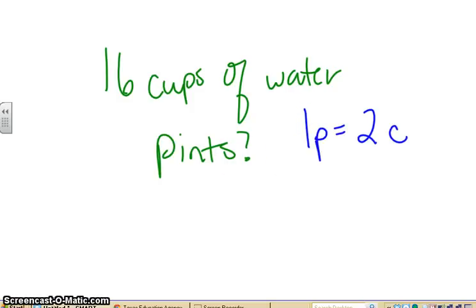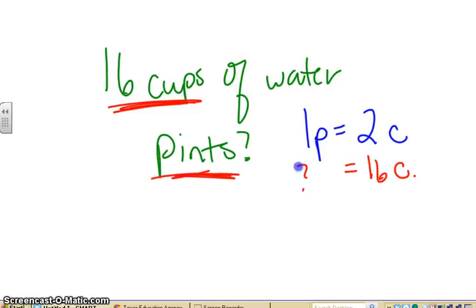Now let's write down the information that we have. We have 16 cups, so I'm going to put that over here with the cups, because the cups have to stay with the cups. And I don't know how many pints I have. So I'm just going to put a little question mark in my pints. Now I have to figure out, what do I need to do to convert it? So first I look at my blank. I know I'm going from my cups to my pints. So I'm going from my right to my left. So at the top, I've got to go from my right to my left.